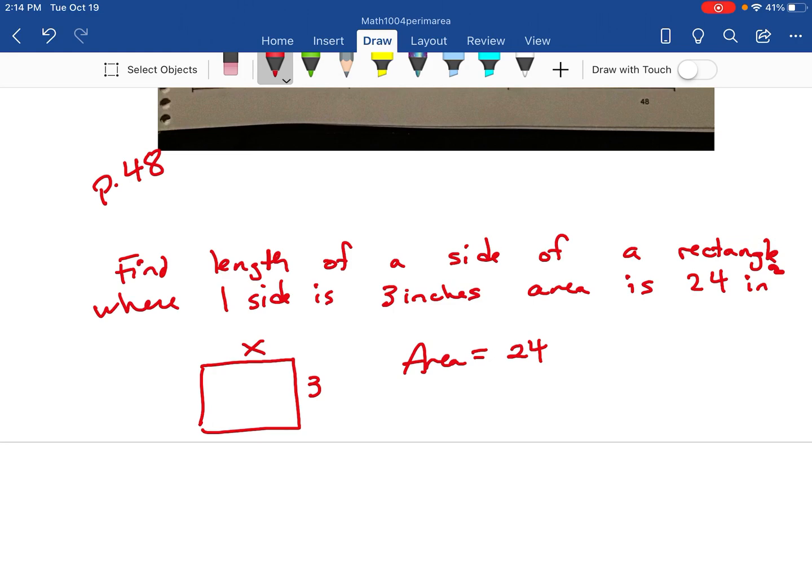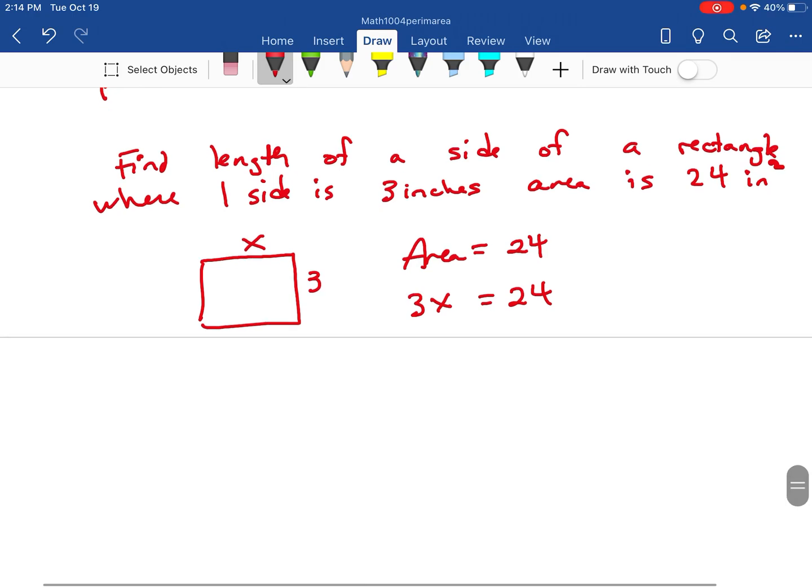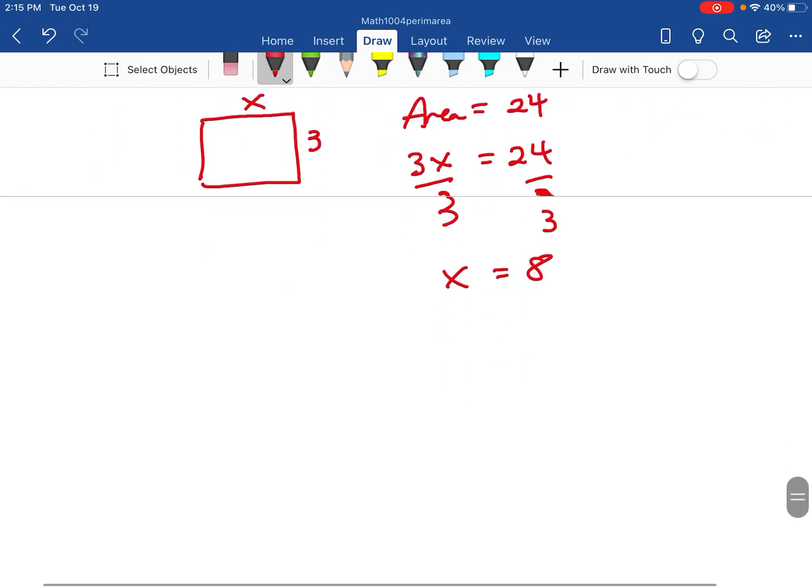So if the area is 24, remember that would be 3 times x would be 24. How would I solve that for x? You would have to divide both sides by 3. Divide by 3. Nice. Divide by 3. Divide by 3. X equals 8. All right, that's what you need to be able to do, okay?